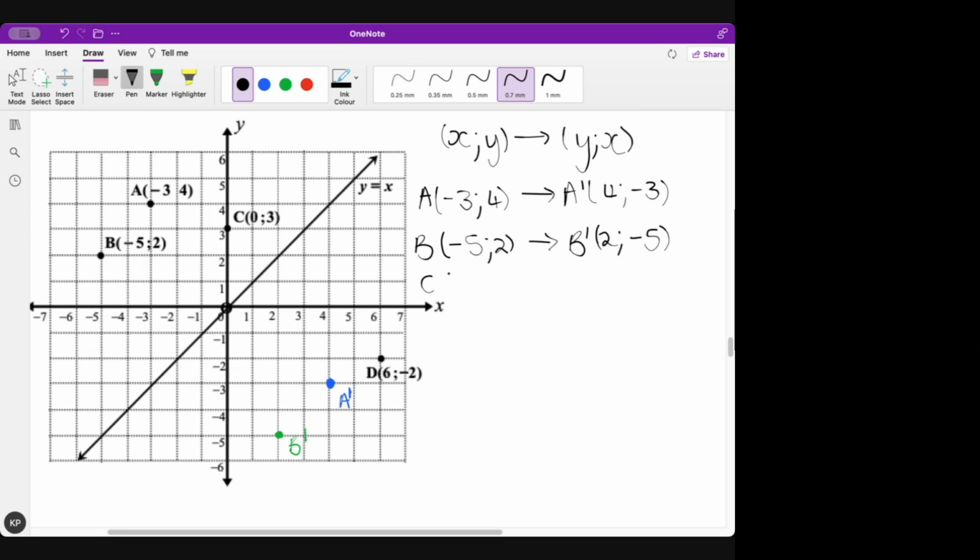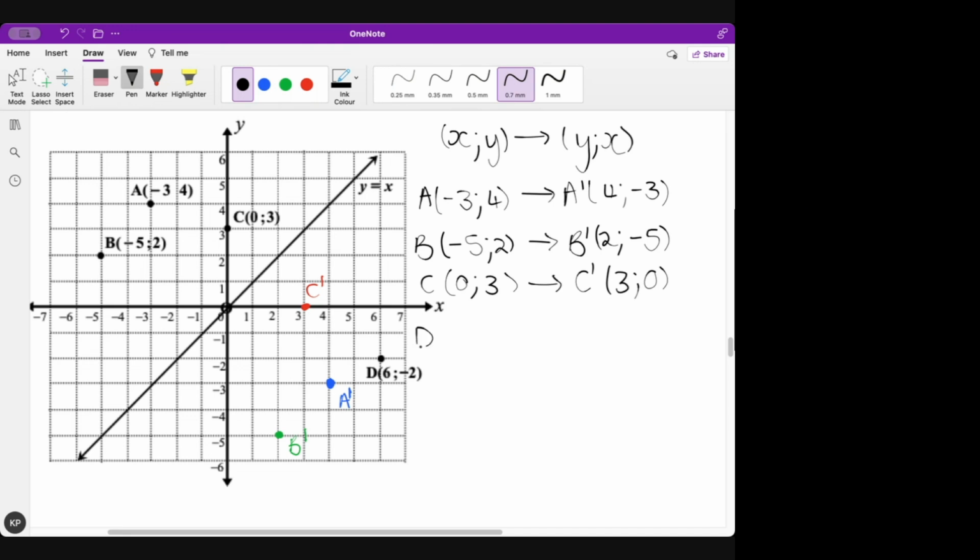Okay, point C, 0 and 3. C prime ends up at 3, 0. Okay, 3, 0, which is over there. And this is my point C prime.